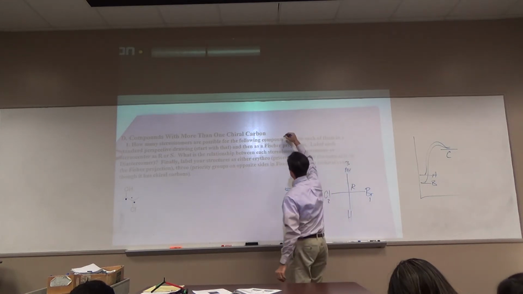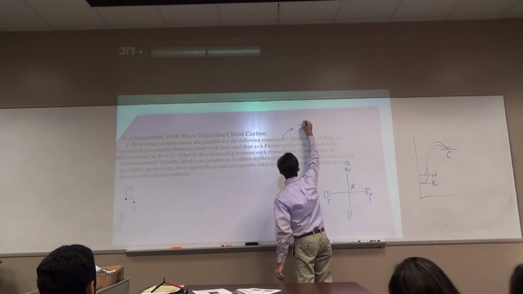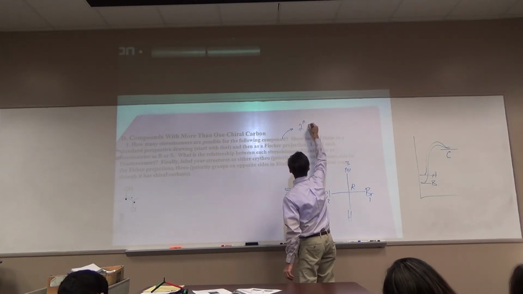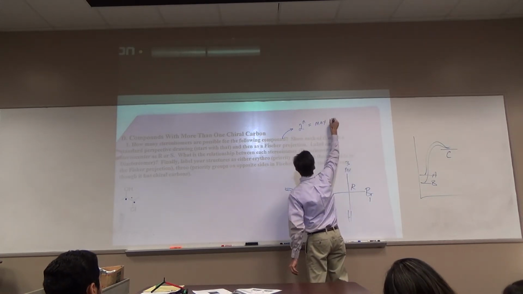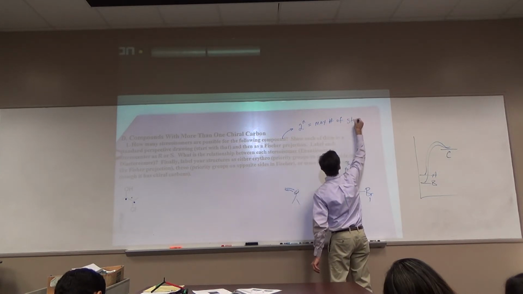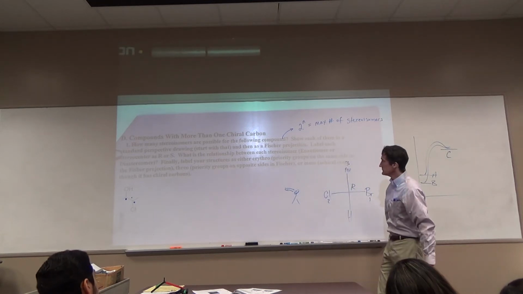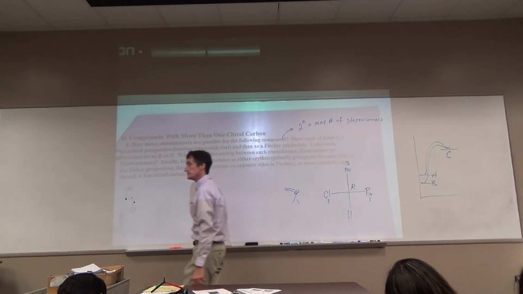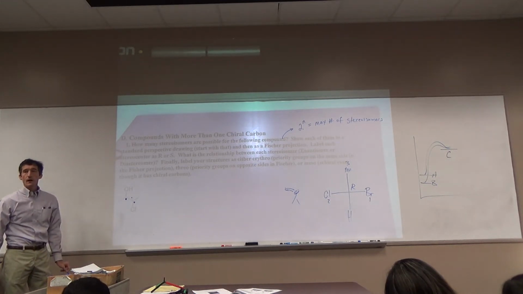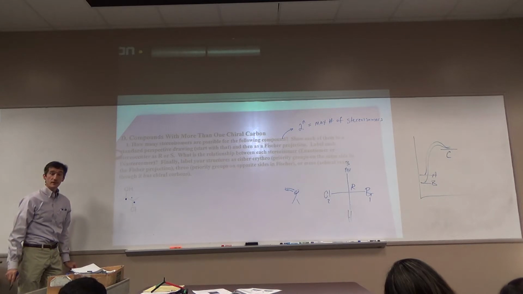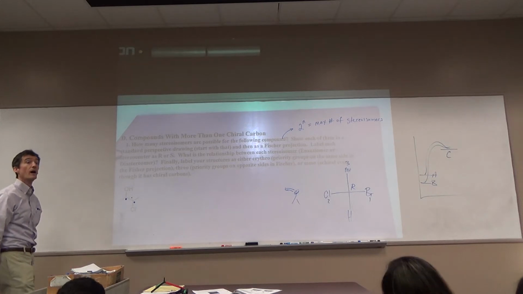The answer to this question is 2 to the n. That's an n number. And that is equal to the maximum number of stereoisomers for a given compound. What is n? The number of chiral carbons? Yes, but that's a little bit too specific. Is it stereogenic centers? Yes.